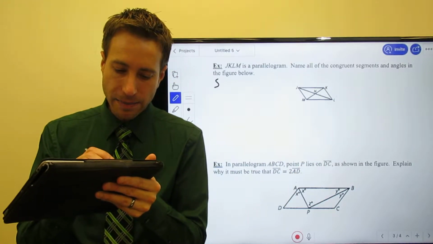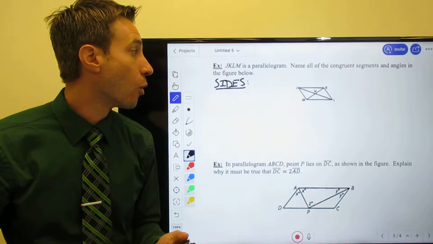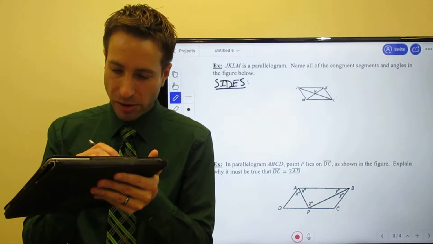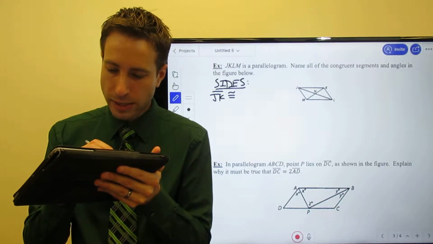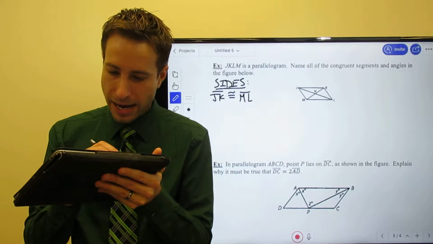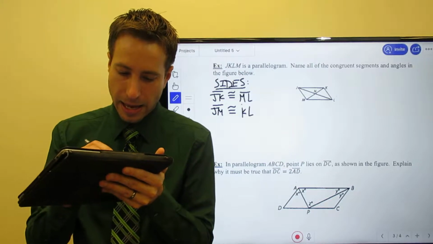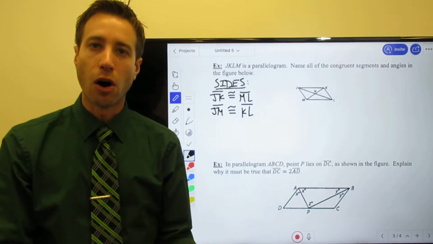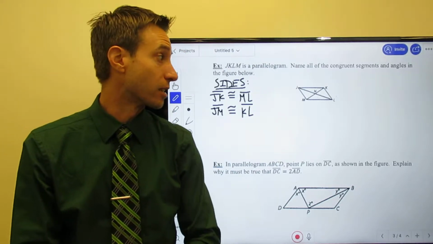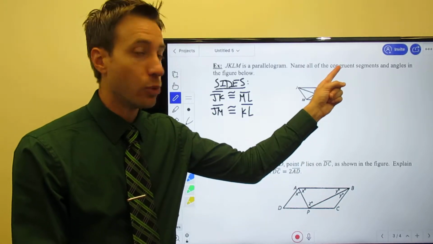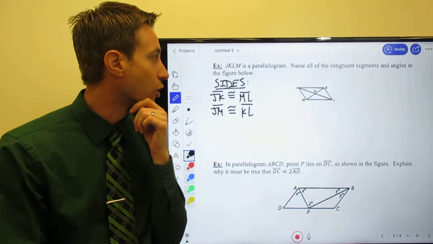First, let's start with the sides. Okay, well, what do we know about sides? Well, I know opposite sides are parallel and congruent. So I know that side JK is congruent to side ML. I know that side JM is congruent to side KL. I know that opposite sides are congruent. I also know that opposite sides are parallel, right? Parallel and congruent. But I only asked you to write congruent statements, right? Congruent segments. So you don't have to tell me they're parallel. I just asked you if they are congruent or not.